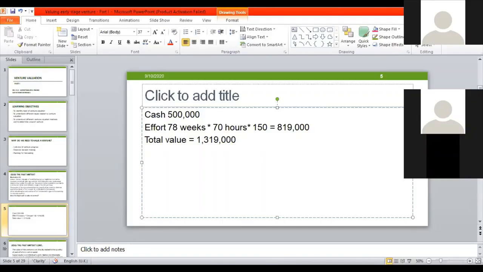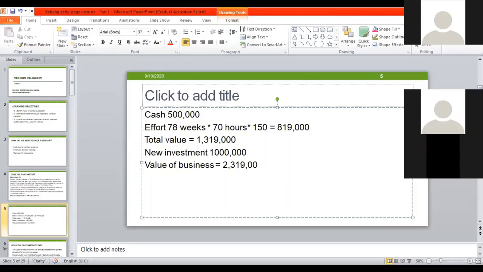Right? And this new investor, he is willing to invest 1 million. So before the investment, value of the venture is equal to 1,319,000. And as a new investment, 1 million would come. So after the new investment, value of the business would be 2,319,000. Right?